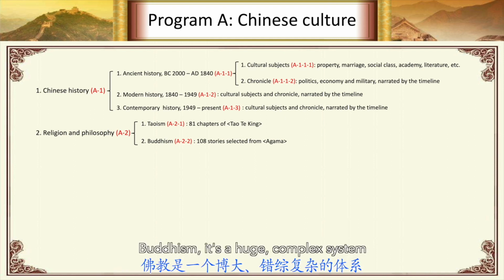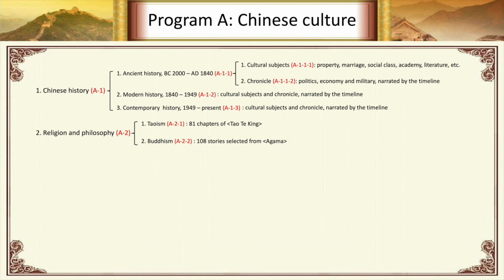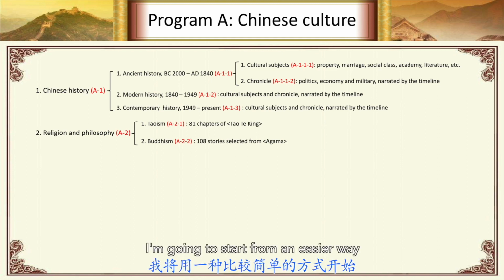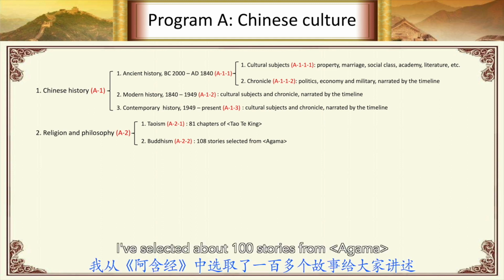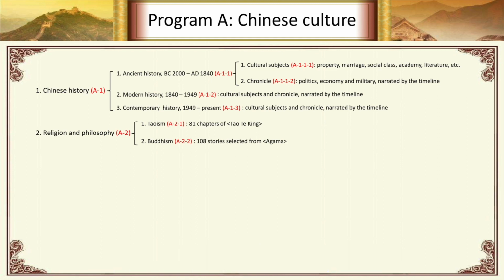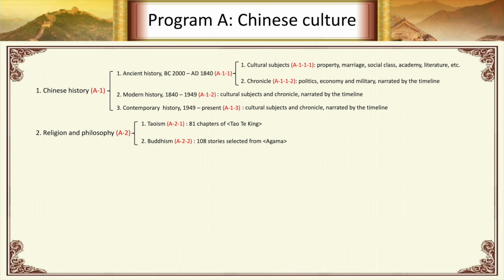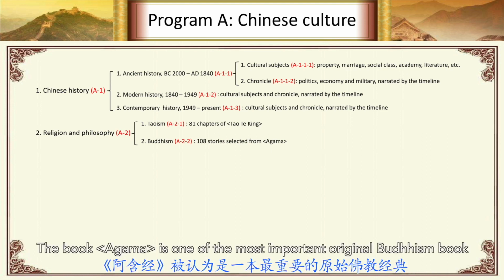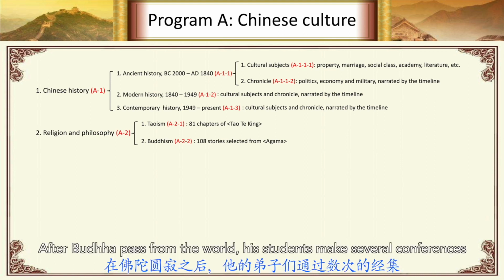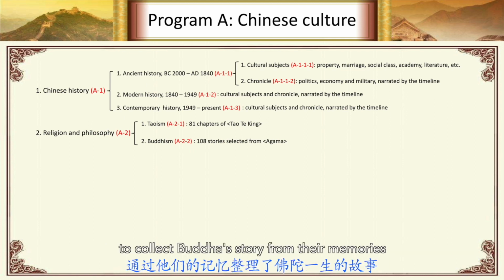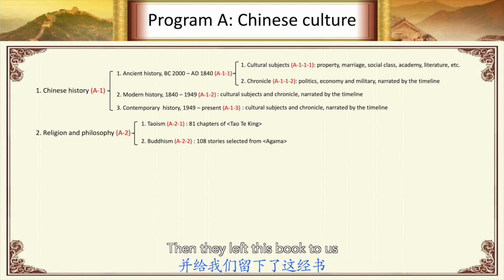Buddhism. It's a huge complex system. I'm going to start from an easier way. I've selected about 100 stories from Agama. After each story, I will explain some basic concepts and philosophy of Buddhism. The book Agama is one of the most important original Buddhism books. After Buddha passed from the world, his students made several conferences to collect Buddha's stories from their memories. Then they left this book to us.